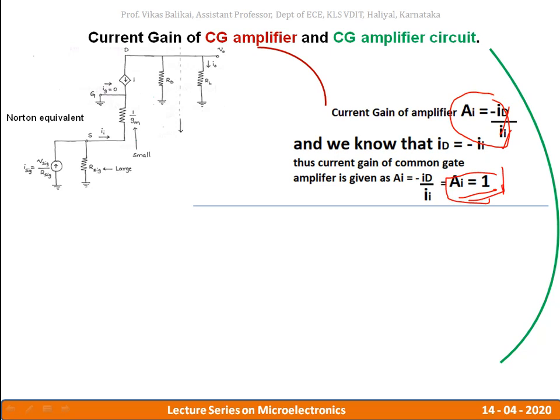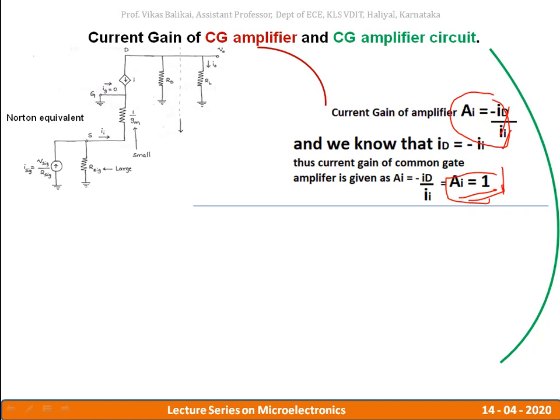So what does that indicate? It indicates that the current gain of a common gate amplifier configuration is unity. Hence, I can call this particular configuration, that is common gate amplifier configuration, as a unity gain amplifier configuration. So that is one of the reasons why I should be focusing more on the particular common gate amplifier configuration, because I can use it as a unity gain current amplifier.